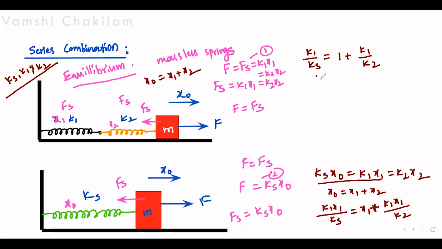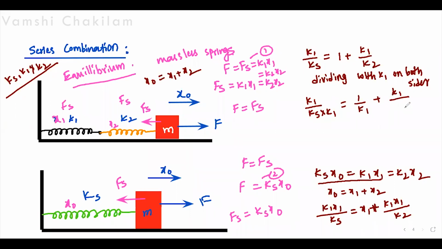Dividing with K1 on both sides, what we get? K1 by Ks into 1 by K1 is equal to 1 by K1 plus K1 by K2 into 1 by K1. So 1 by Ks is equal to 1 by K1 plus 1 by K2. So this is the relation, my dear children. This is the relation actually what we are expecting.